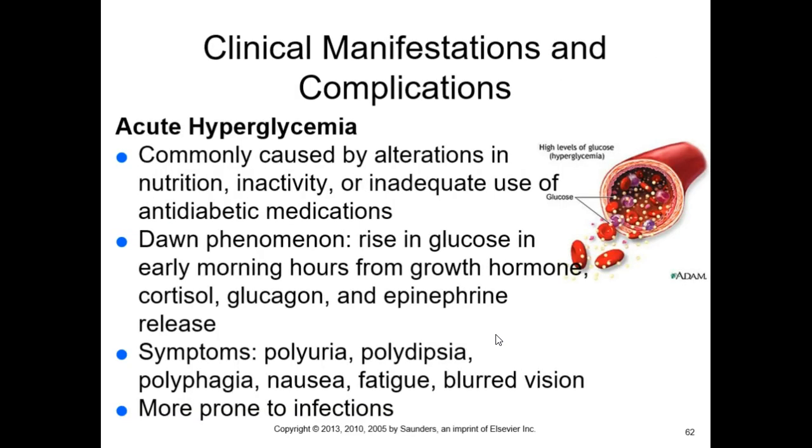The complications of this, if it's unmanaged, type 1 or type 2, would be acute hyperglycemia, too much blood sugar all of a sudden. It could be related to sudden nutritional changes. I just decided to eat a bag of cookies all of a sudden. Could be due to inactivity. I took a bunch of carbs thinking I would need them, and then I stayed in instead. Or inadequate use of anti-diabetic medications. I'm non-compliant with my diabetes protocol.